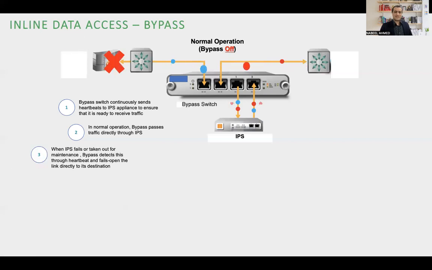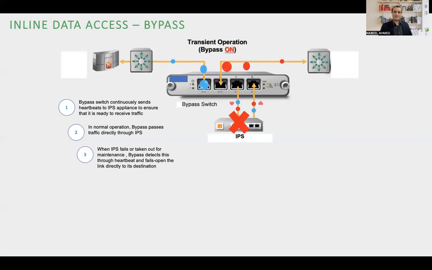And if the IPS goes down, then the heartbeat would fail. And when the heartbeat fails, the traffic wouldn't be affected. The traffic would still flow through the bypass switch. Well, bypass switch, again, is a tap/network packet broker. So that means even in case of failure of the IPS, the traffic will go ahead.